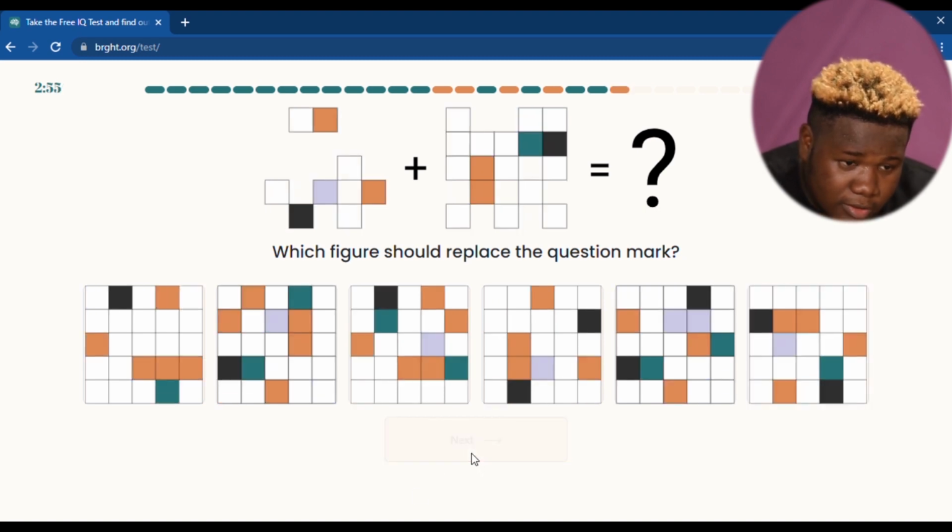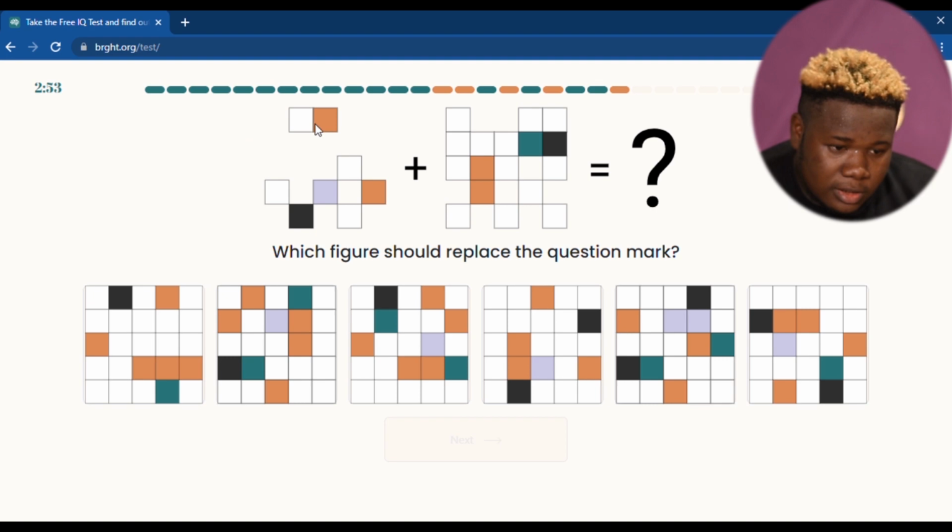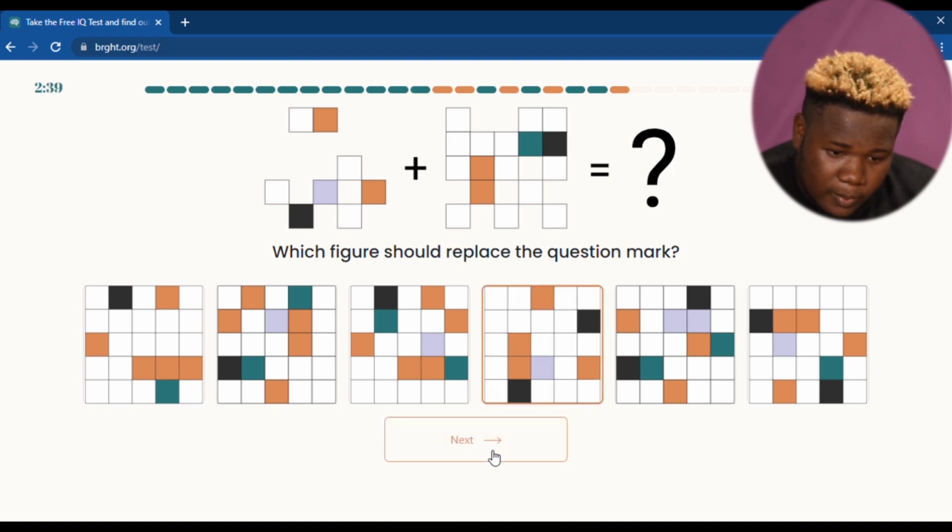Time's up. 2 minutes. I have no clue. So it's 1, 2, 3. So it's, and this under it, and this here, and this here. So it's this.